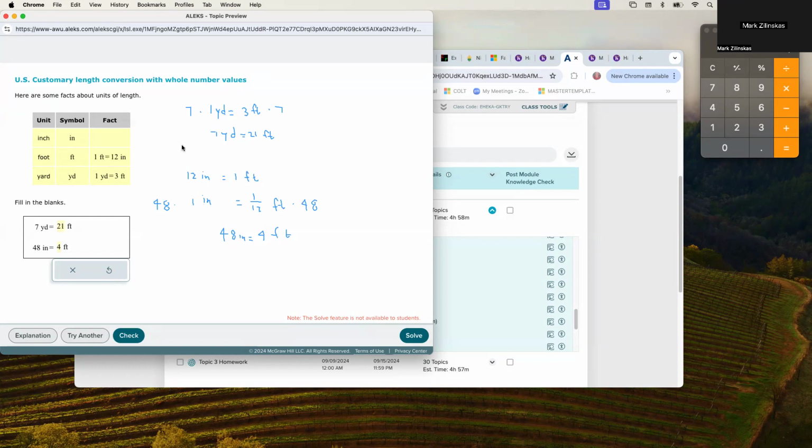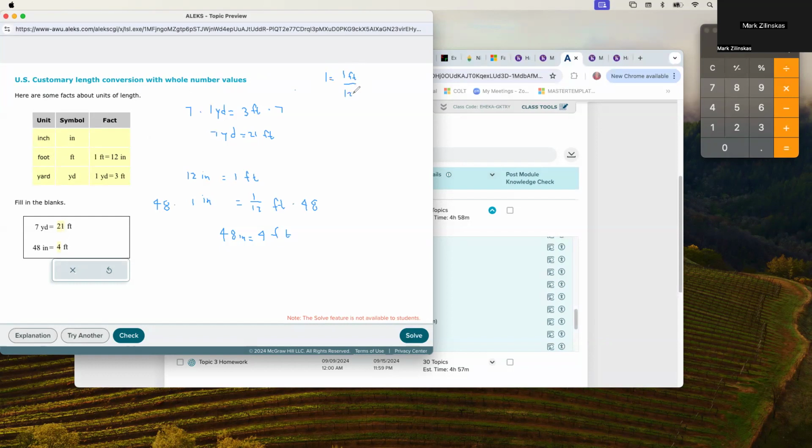So if I would start with this and I would just write and divide both sides by 1 foot, then I can write 1 is equal to 12 inches over 1 foot, or I can write 1 is equal to 1 foot divided by 12 inches. Okay, so I'm going to go ahead and just do that. Okay, so I'm going to come over here and I will write 1 equals 1 foot over 12 inches.